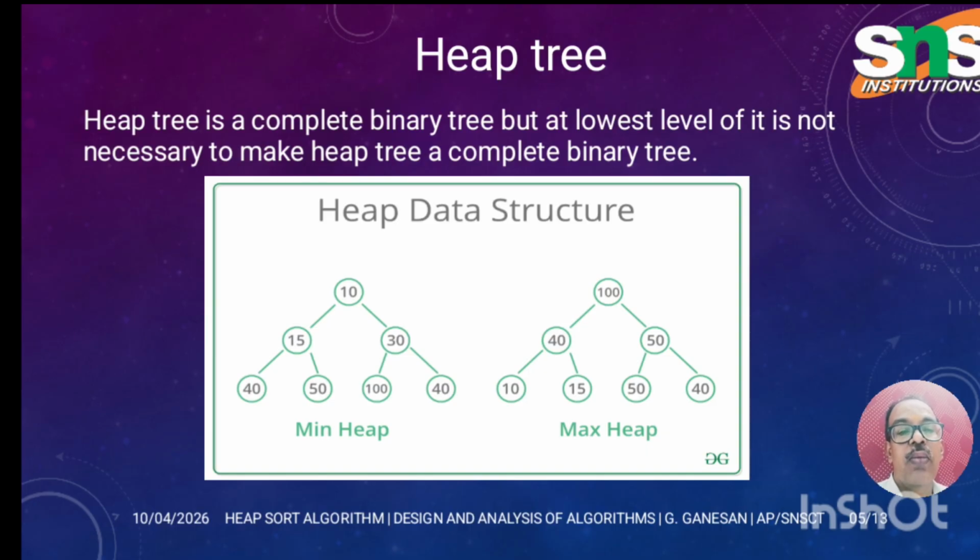Vice versa, if the parent node is always smaller than the child node, it is called a min heap. The diagram on the left side shows 40 and 50, whose parent node is 15. Then again, for 15 and 30, the parent node is 10. So here, the parent node is always smaller than the child node. Understand? In a min heap, the parent node is always smaller than the child node. In a max heap, the parent node is always greater than the child node. This is the general heap.